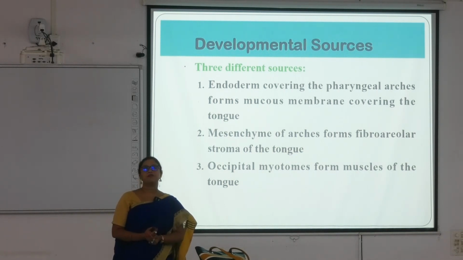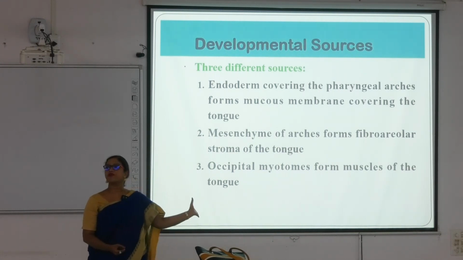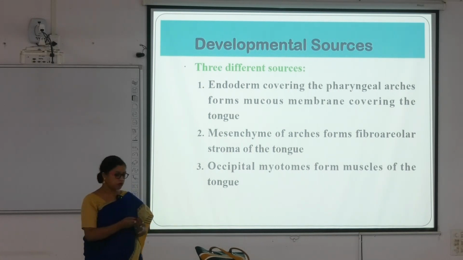Very good. Cranial branch of accessory. Okay, so these are the different muscles present on the tongue. So where are they coming from? From the occipital myotome. Okay, so these three things you have to remember.